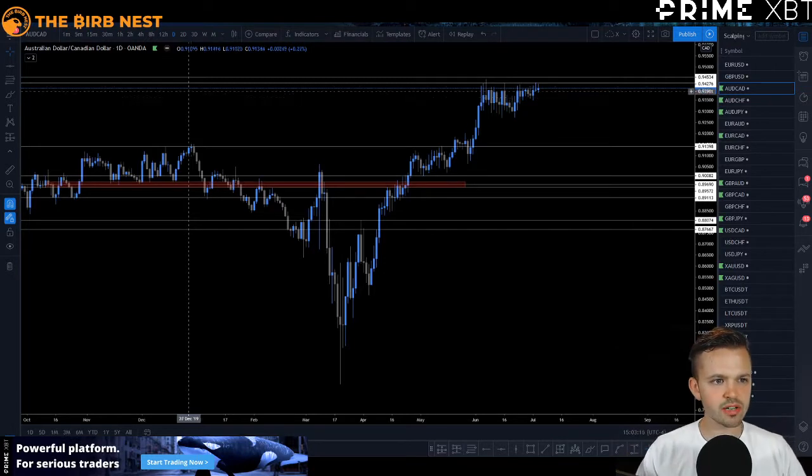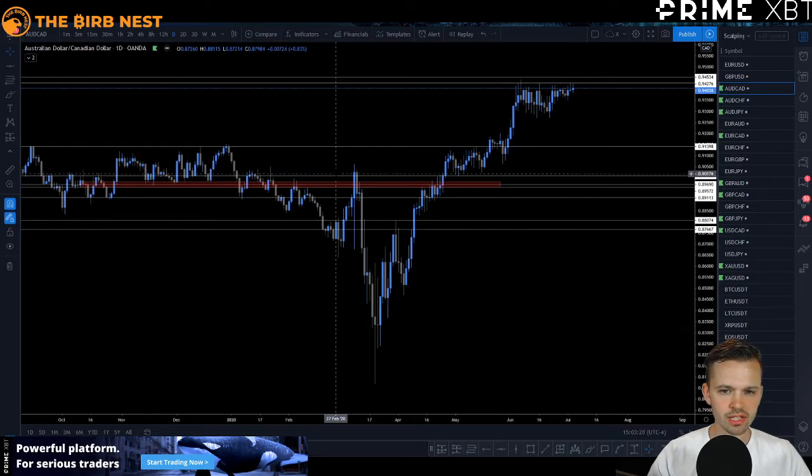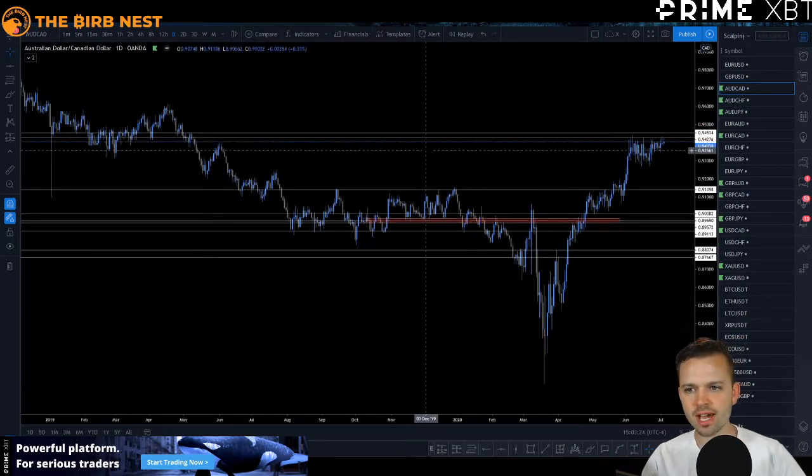Alright, so the first one here is Australian dollar versus the Canadian dollar. I'm trading this like all my other Forex trades. I'm trading this on Prime XBT.